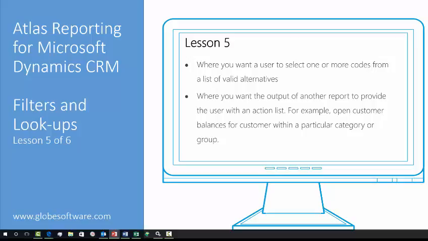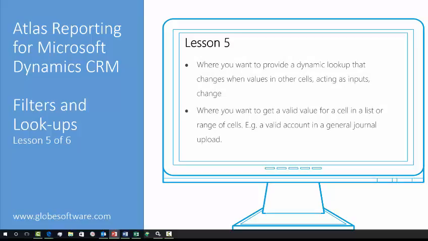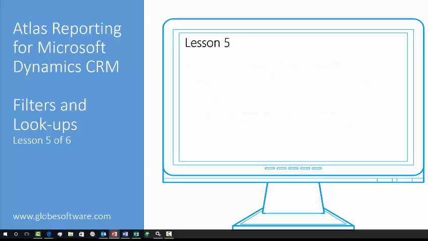Where you want the output of another report to provide the user with an action list. For example, open customer balances for customers within a particular category or group. When you want to provide a dynamic lookup that changes when the values in the other cells acting as inputs also change. Where you want to get a valid value for a cell in a list or a range of cells. For example, a valid account in a general journal upload.